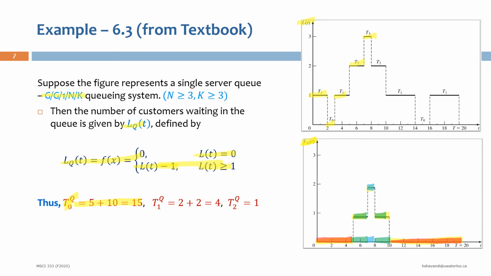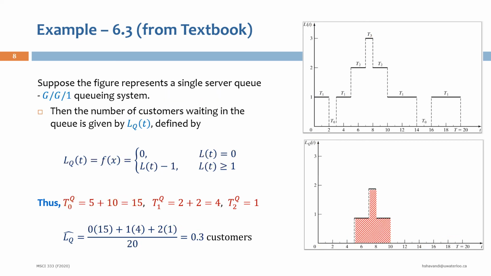So if we calculate the time weighted average number of customers in queue, then we need to multiply the number of customers by the time, right? So 0 times 15, 1 times 4, 2 times 1, and then add up these numbers and divide this by 20, right? It will be 0.3 customers. So this actually is this area, I mean the area under the LQ(t), right? LQ(t), okay?